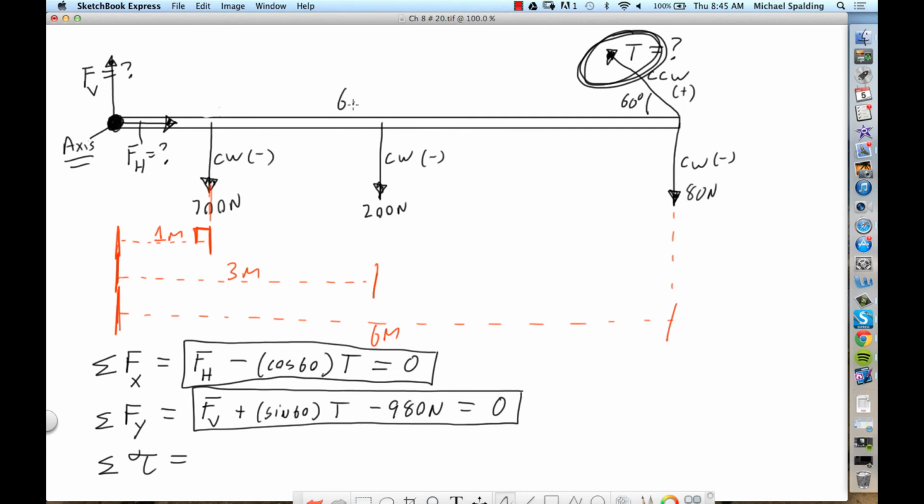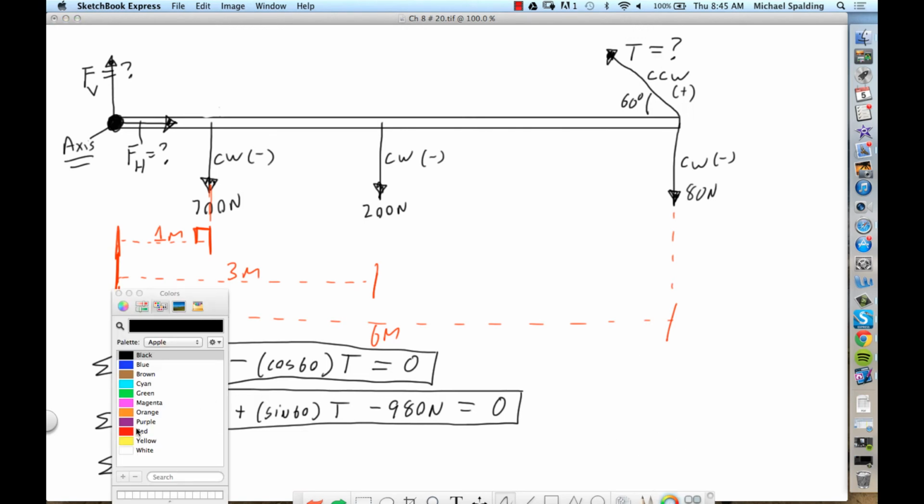The distance here is 6 meters, right? That's 6 meters. How could we get that tension perpendicular to the 6, to the length of the beam? Well, just do some vector stuff. Okay, so I'm going to get the red out. So this tension here, we can either go like this. We could go boom, boom. Those are components.